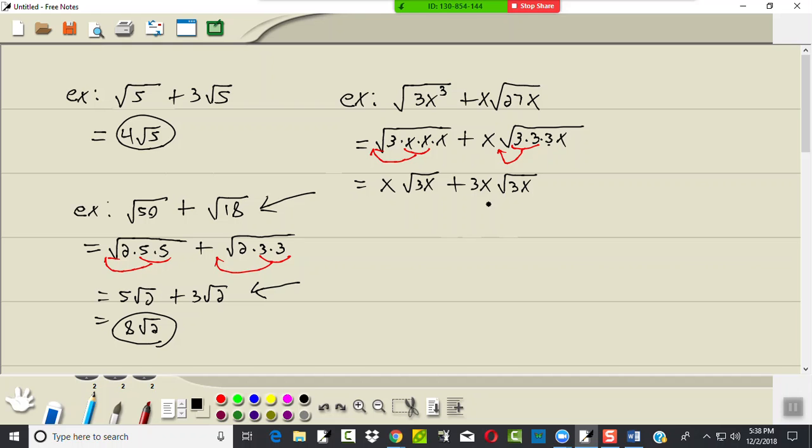and an x inside. Now notice that the radicals are the same. They're both square root of 3x. So I'll add or subtract what's in front. x plus 3x is 4x square root of 3x.